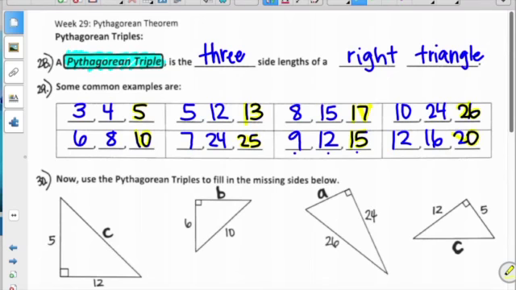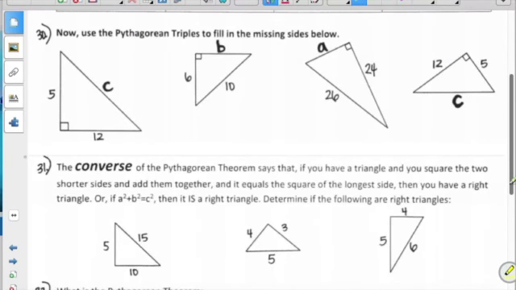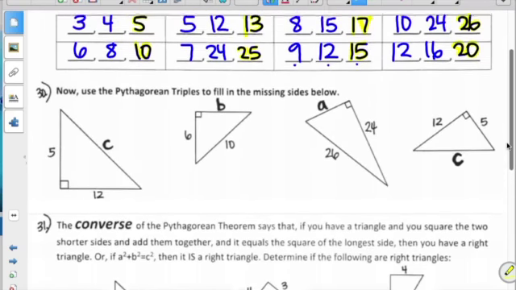All right, so let's use this information and let's fill in our missing side lengths for number 30. So the first one is a 5, 12, blank. And we're looking for the hypotenuse because it's opposite the right angle. So let's look at our Pythagorean triples. And do you see any that have legs of 5 and 12? I do right here. It's a 5, 12, 13. So we know the hypotenuse is going to be 13.